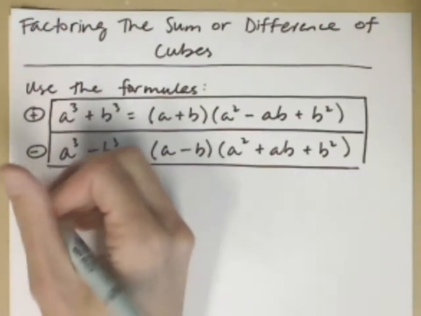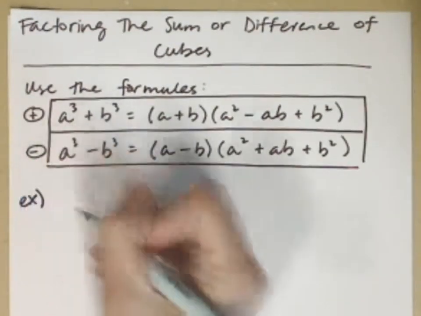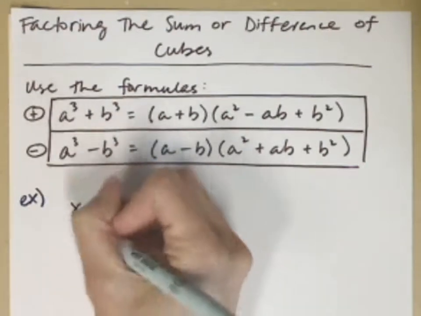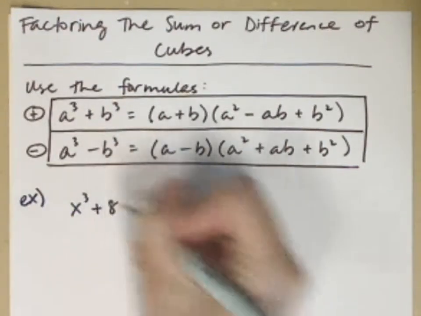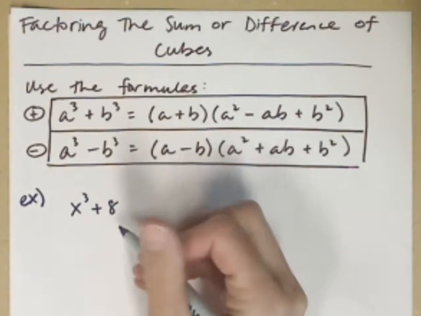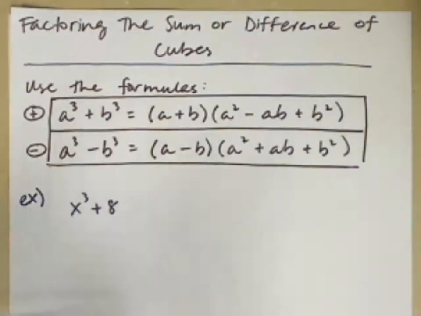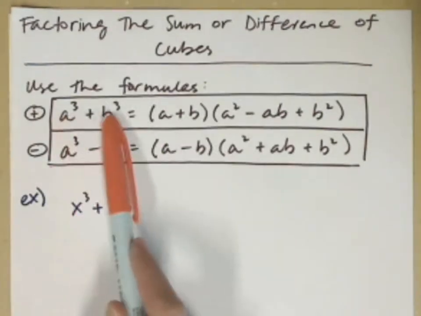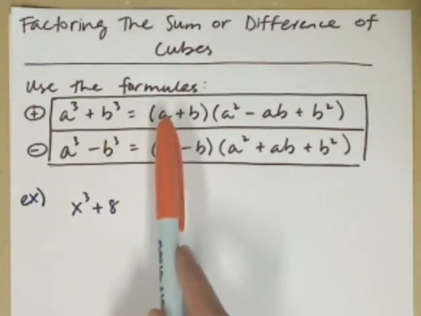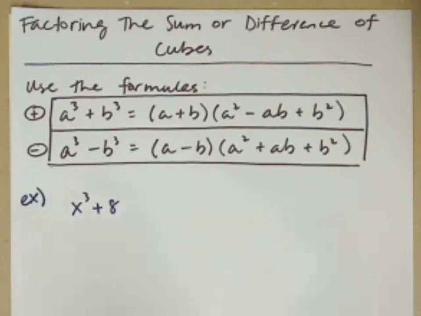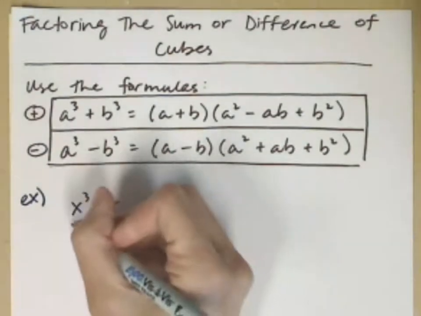Well, let's start with some examples. I want to start off with a simple example and then we'll build from there. For the first example, let's take a look at x cubed plus 8. This one is a sum, and in order to figure out how I'm going to factor that, I need to decide what my a is and what my b is so I can plug that into the formula.